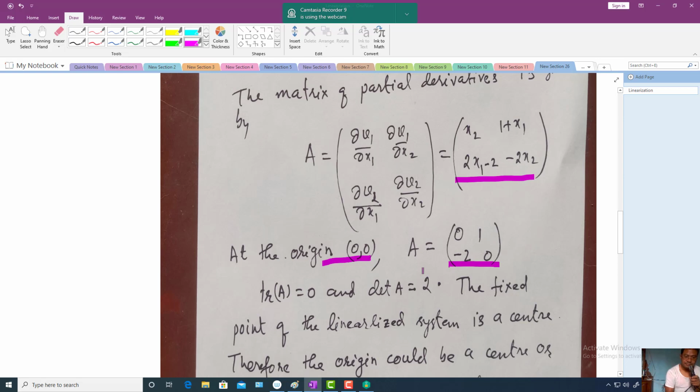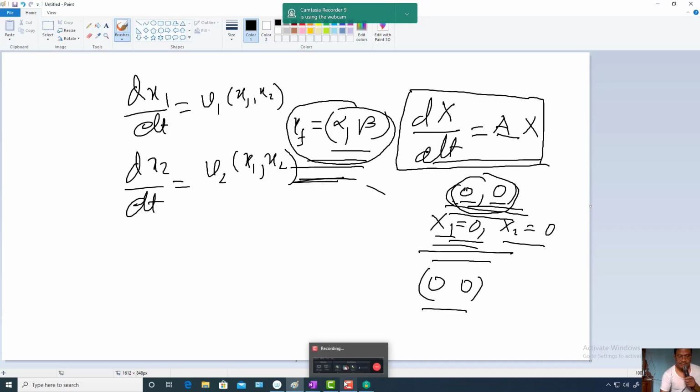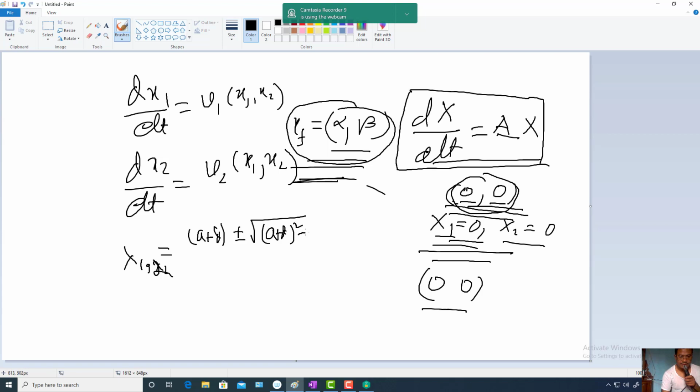So if trace is equal to 0 and determinant is equal to 2, let us go back and see what lambda 1, lambda 2 are. Lambda 1, lambda 2 is equal to (a plus d, that is the trace, plus or minus the square root of (a plus d) square, that is trace square, minus 4 times (ad minus bc), that is the determinant), divided by twice a, which is 2 here. So if a plus d is equal to 0, the trace is 0, this part is 0. If the determinant is negative, this is going to be positive. If the determinant is positive, this is going to be negative, and imaginary roots are there.